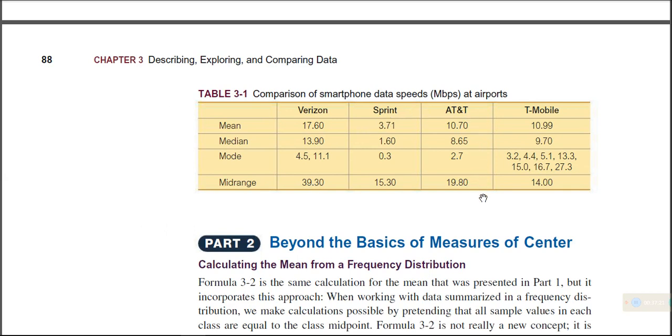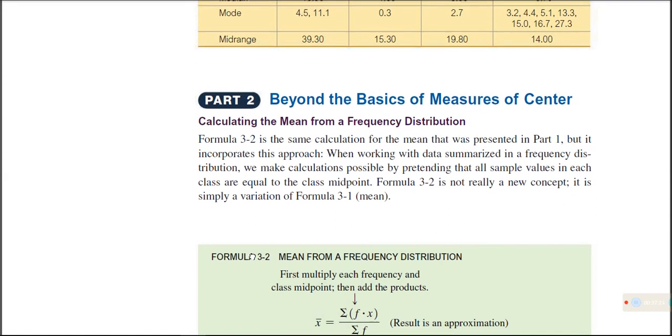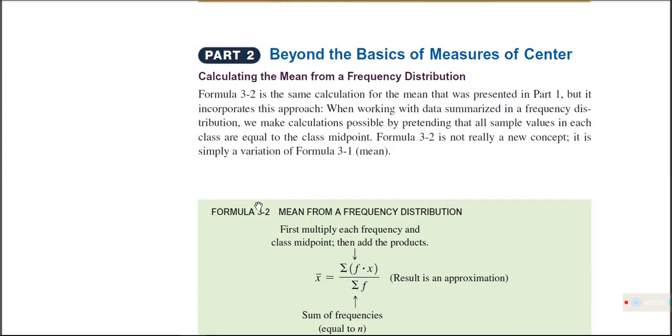Okay, ganun din sa iba. Hindi ko na siya i-discuss. Ito, part 2 na tayo. Kung meron kang measure of center for individual data set, pwede ka rin kumuha ng measure of center sa mga values na nakagrupo. Yung, di ba, nag-discuss tayo ng frequency distribution before? Meron tayong class 1, class 2, class 3, class 4. So, dito, paano ka maghahanap ng mean for a frequency distribution?